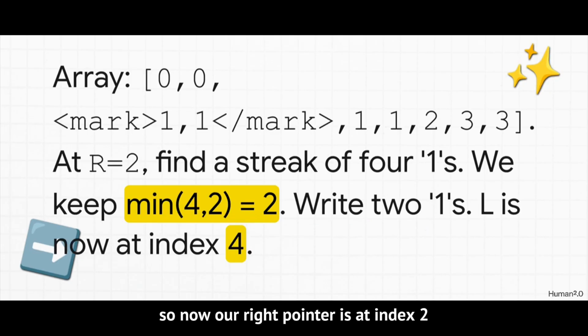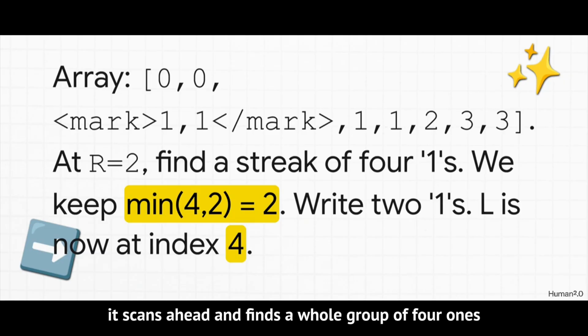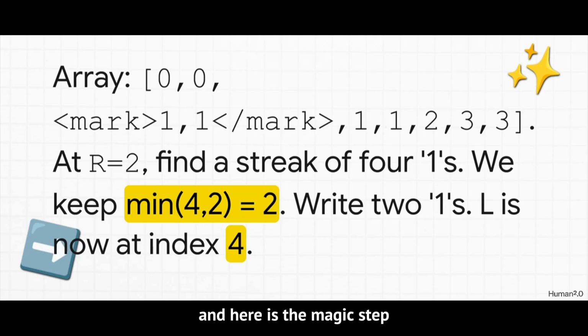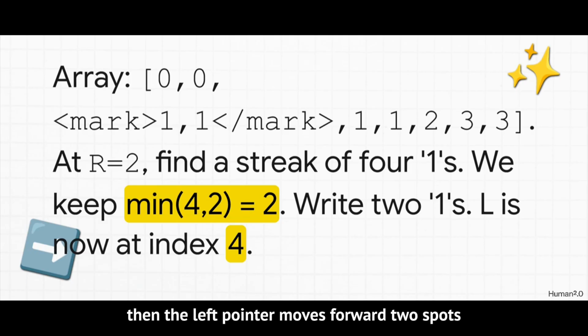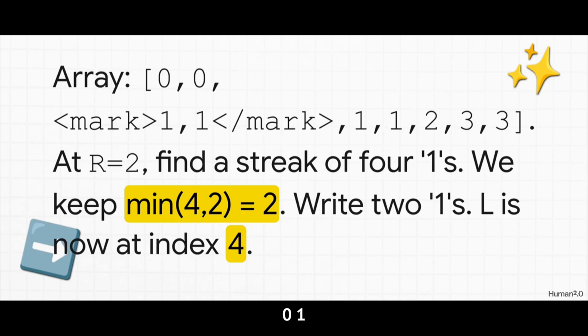So now our right pointer is at index 2, which is where the 1s start. It scans ahead and finds a whole group of 4 1s. And here is the magic step. Even though we found 4 of them, we're only allowed to keep 2. So min of 4, 2 gives us 2. We write 1 2 times, starting where our left pointer is waiting. Then the left pointer moves forward 2 spots, landing at index 4. The front of our array now correctly looks like 0, 0, 1, 1.